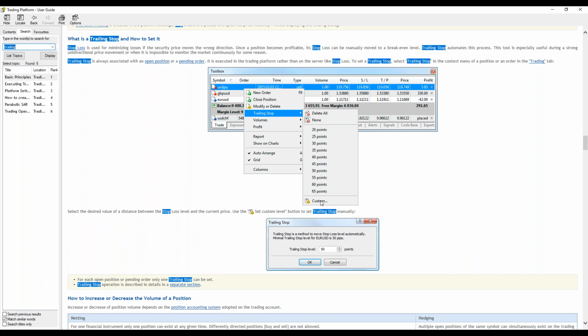By clicking custom, you can set your trailing stop exactly on the amount that you want, how many pips away you want it. Not necessarily have this predetermined. You might want 15 pips, not 20. You might want 47. So you can amend it accordingly.